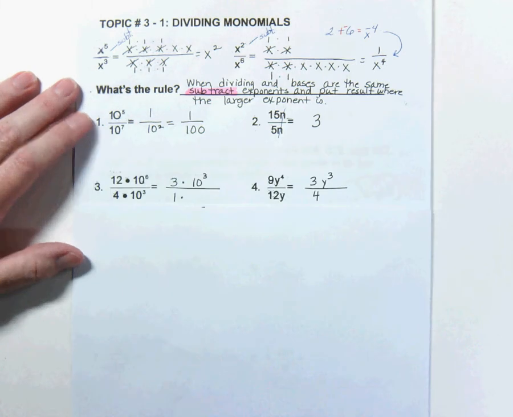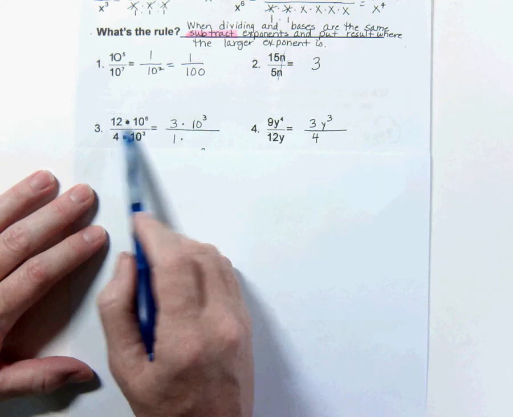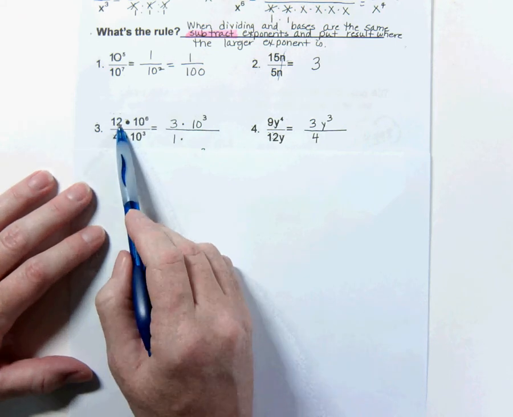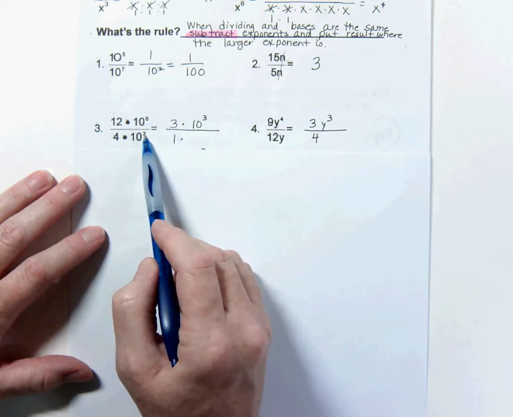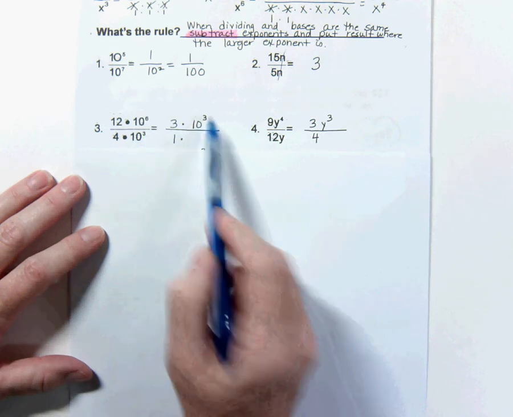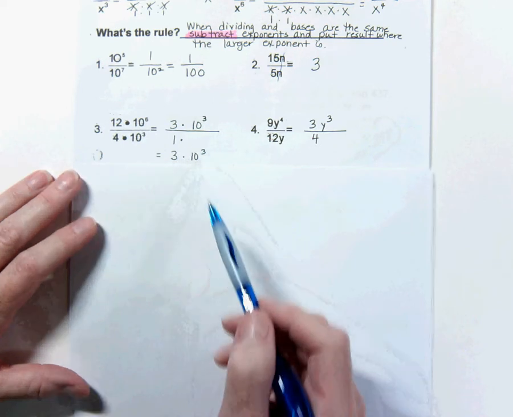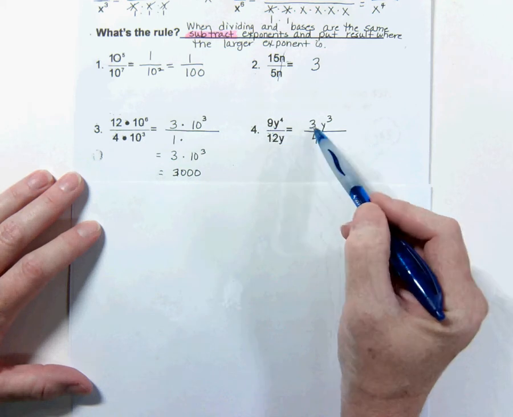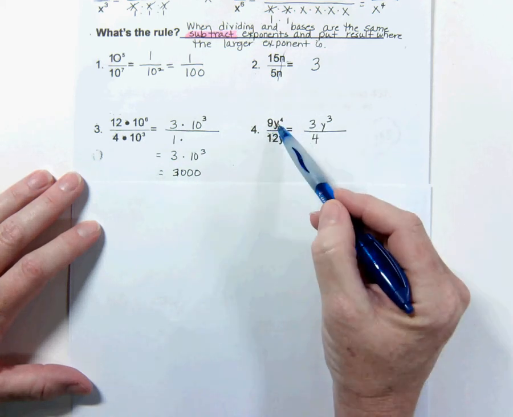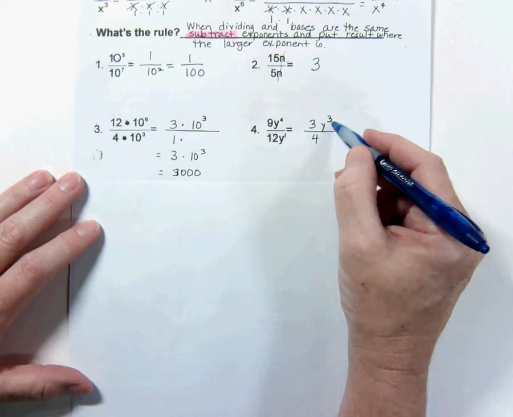All right, number 3. You've got powers of 10 shown here. But 12 divided by 4 can reduce to 3. And remember, that's in your numerator. 6 minus 3 is 3, so you stay with the power of 10. So 3 times 10 to the power of 3 is 3,000. Here, 9/12 can be reduced to 3/4. You've got 4 y's, and this is understood to be a 1, so 4 minus 1, you're left with 3.